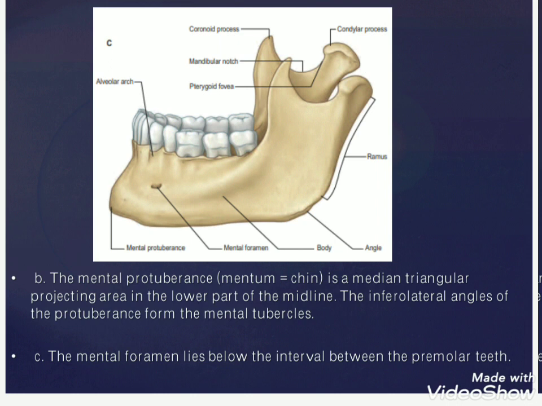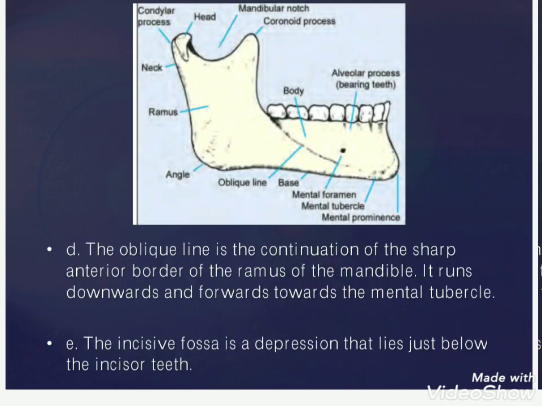The mental protuberance, mentum meaning chin, is a median triangular projecting area in the lower part of the midline. The inferolateral angles of the protuberance form the mental tubercles, two mental tubercles. The mental foramen lies below the interval between the premolar teeth. In this picture, the side of the body is seen having mental foramen, mental protuberance, body, angle, ramus, condyloid process, coronoid process, mandibular notch, pterygoid fossa.